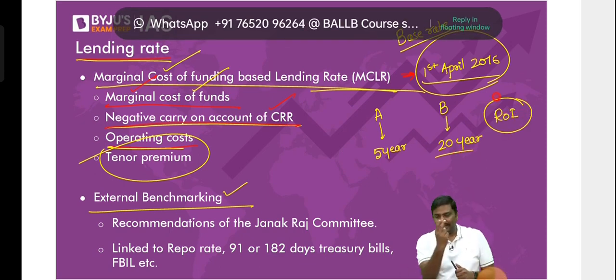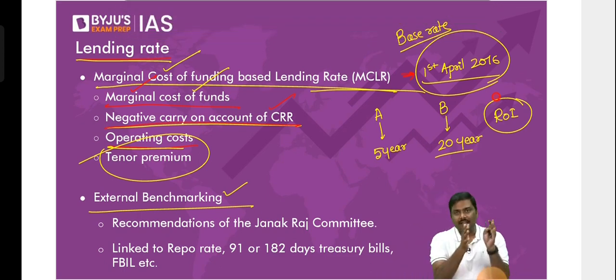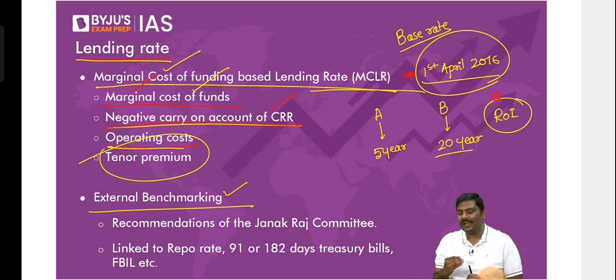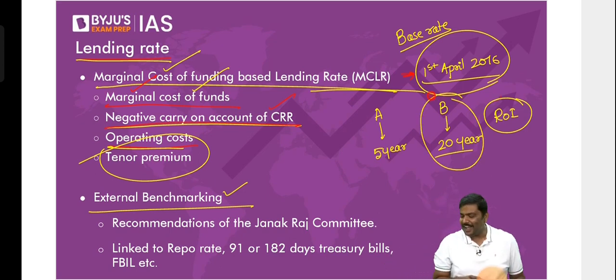I'll repeat the statement. There are two people who are taking loans, A and B. One is going to repay in 5 years. The second one is going to repay in 20 years. On which of the two loans should the rate of interest be higher? The right answer is B, by the way. I will tell you the reason.